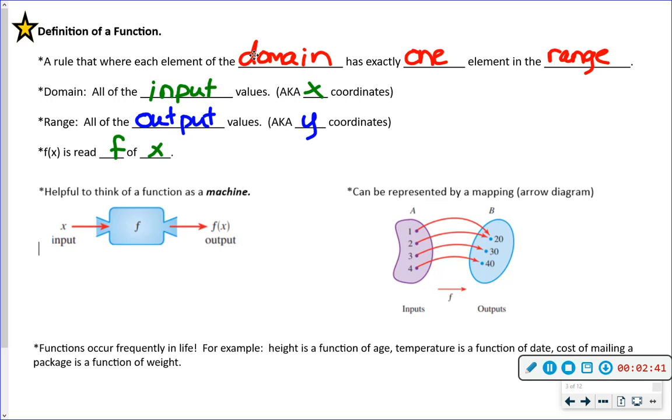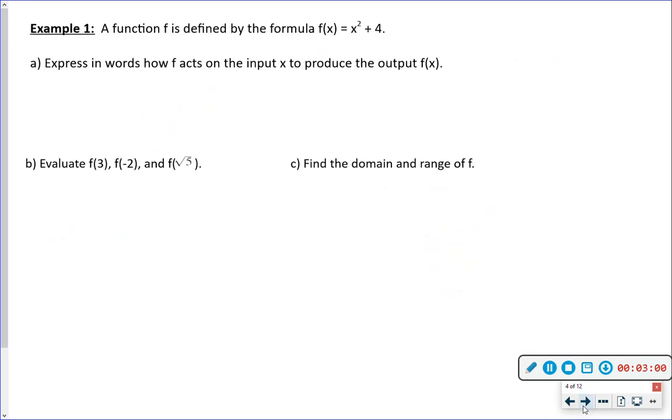So, of course, function is huge for us. There are a lot in the real world, like your height is a function of your age. That's true. I'm probably shrinking as I get older. Temperature is a function of date. Cost of mailing something is a function of how heavy it is. It's dependent on that. So a lot of functions in life. That's why we dedicate an entire chapter to talking about functions.